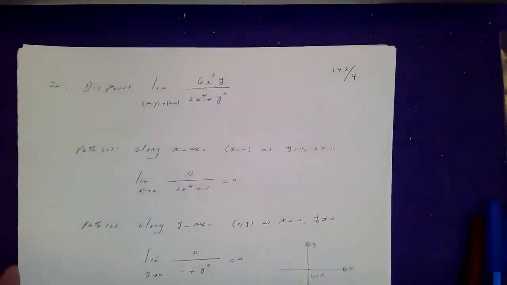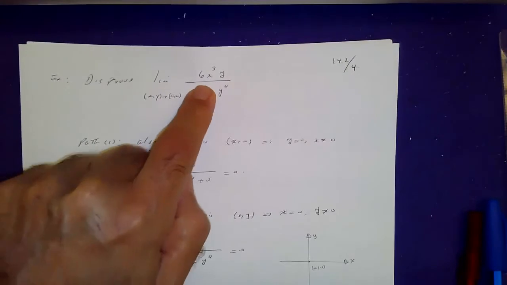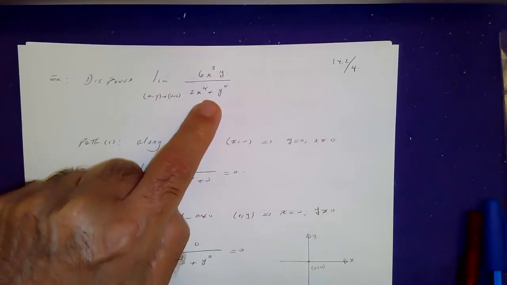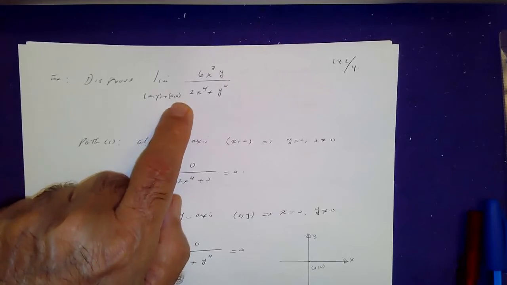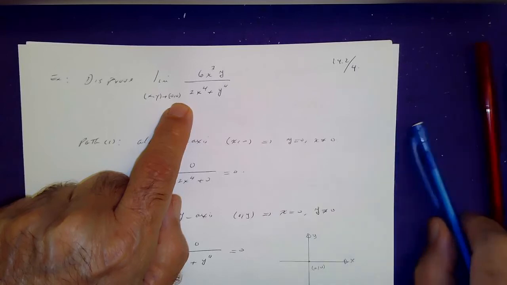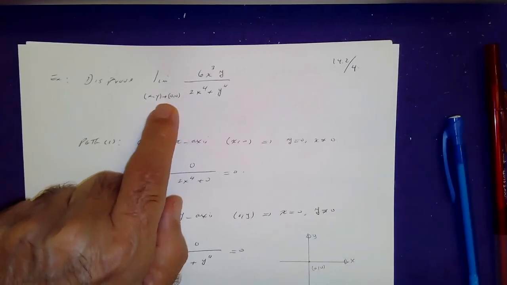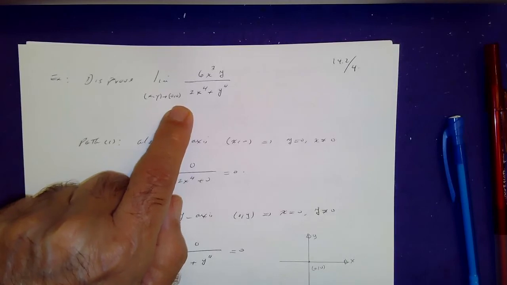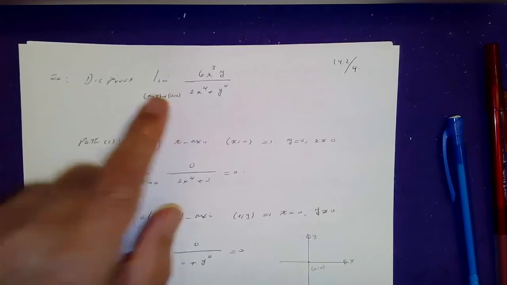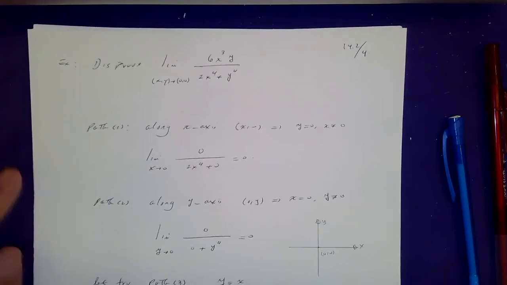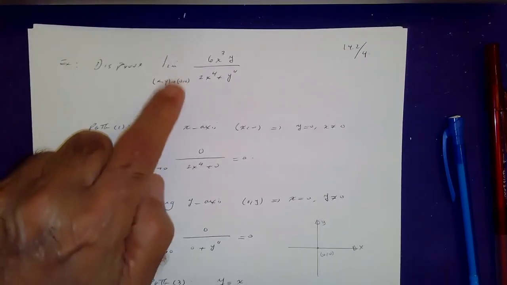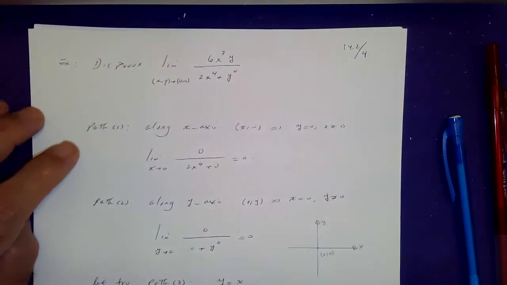Okay, let's take a look at one more example. How about this guy? The limit of 6x cubed y over 2x to the 4 plus y to the 4 as x, y gets close to 0, 0. Remember, it looks like the only type of disproof problems we do are when the point gets close to 0, 0. That's not true. I mean, it could go close to some other points. But the vast majority of the problems in this section, x, y gets close to 0, 0. But that's not the only case, keep in mind.